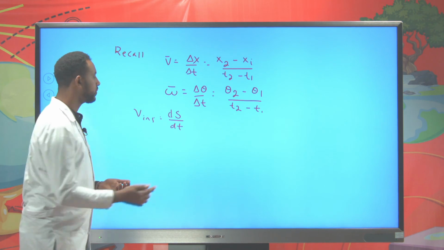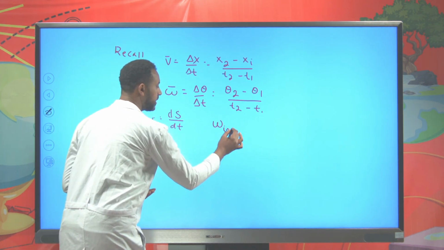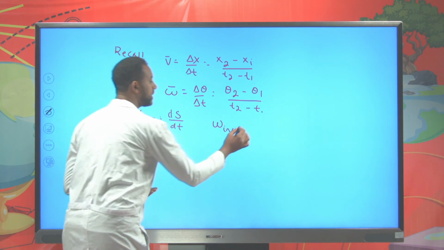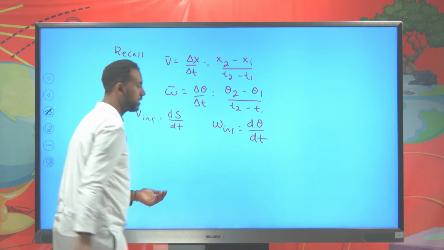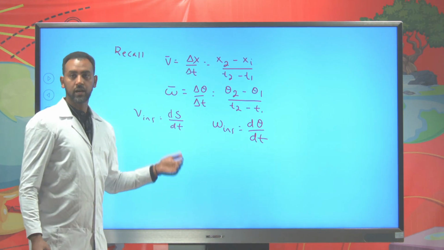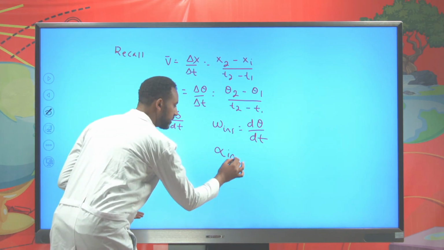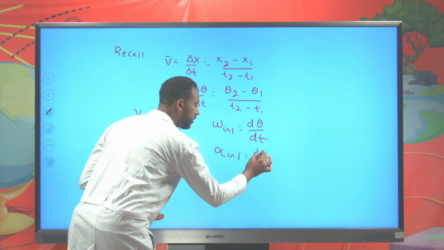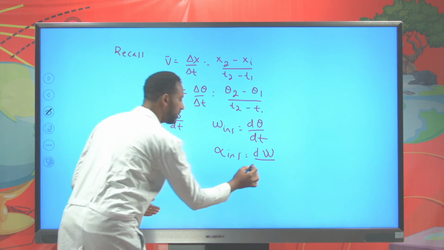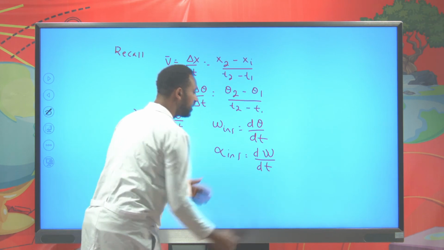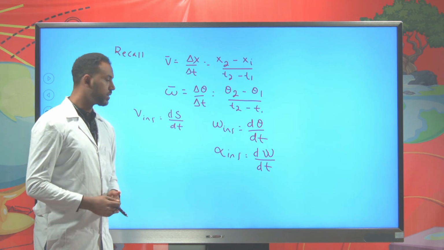The same thing is true for angular parameters. Instantaneous angular velocity can be determined as the derivative of angular displacement, like this. It's also possible to find instantaneous angular acceleration, alpha instantaneous, using the first derivative of omega. If you have omega, meaning the angular velocity, as a function of time t, it's possible to differentiate it and find the instantaneous acceleration.